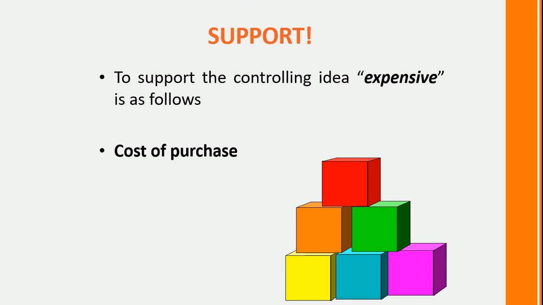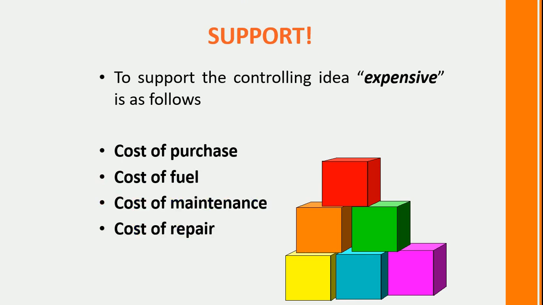How can it be expensive? See: cost of purchase first, and cost of fuel, cost of maintenance, cost of repair, and traffic problems. Now if you consider all these 5 points in owning a car can be expensive, you will find that these 5 points, 5 ideas support the word expensive, right?